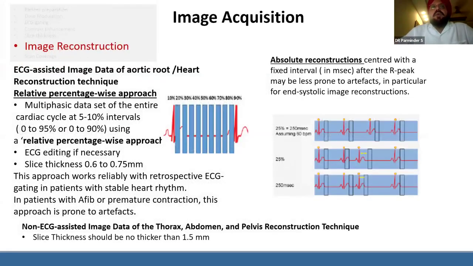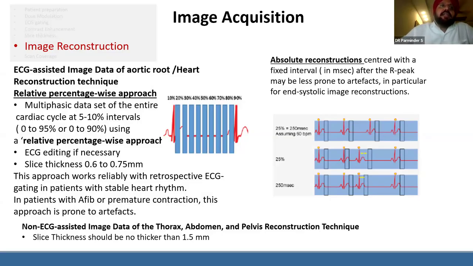After we have acquired these images, we need to reconstruct. Most of the machines do it by themselves, but we should know it. In case of artifacts, we can always go back and change the settings in our machines, and accordingly, we can reconstruct again from the raw data, which is available in the system.